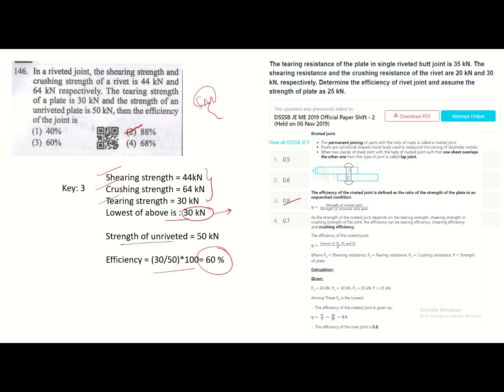This type of question was asked in the DS mechanical engineering paper in 2019. So I have taken the source to solve this problem.